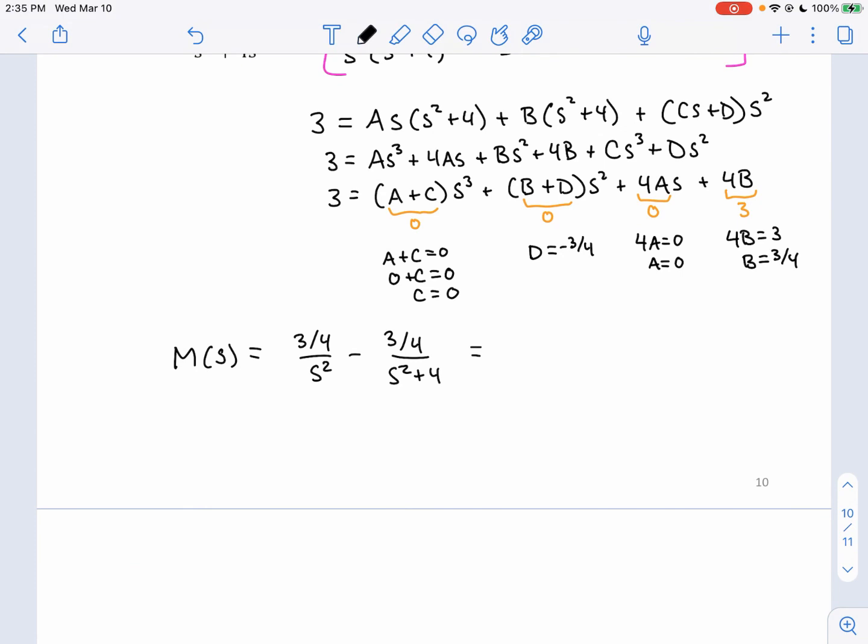I'm going to rewrite this. On the first one, I'm going to leave the same. No, I take that back, actually. I'm going to put the 3/4 in front, and then make sure that we have the correct numerator that we need right there. So we'll come back to that in a moment. And then minus a 3/4 times, and then make sure we get the correct numerator above this s squared plus 4.